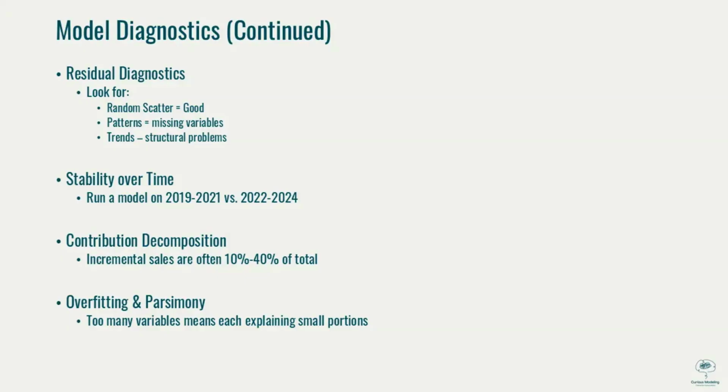So the diagnostics checklist is really about balance. You want a model that fits well, predicts well, has coefficients that make sense, residuals that are clean, and results that business leaders can trust. Without diagnostics, you risk building what I call a statistical Rube Goldberg machine: a whole lot of math, but not much insight.